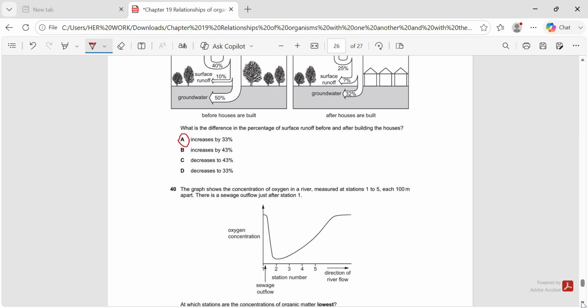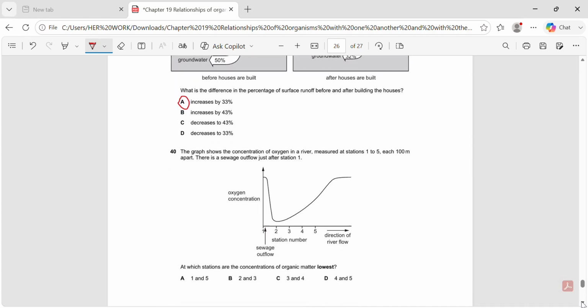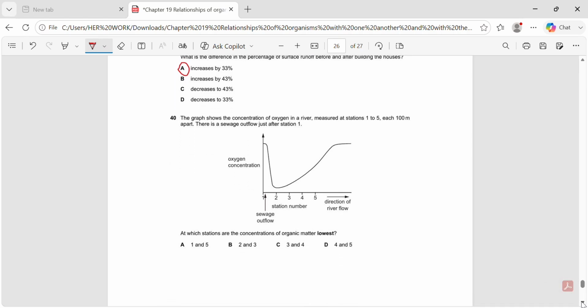The final question shows the oxygen concentration in a river with a sewage outflow just after Station 1. It asks, at which stations are the concentrations of organic matter lowest? Organic matter is lowest where the water is cleanest.